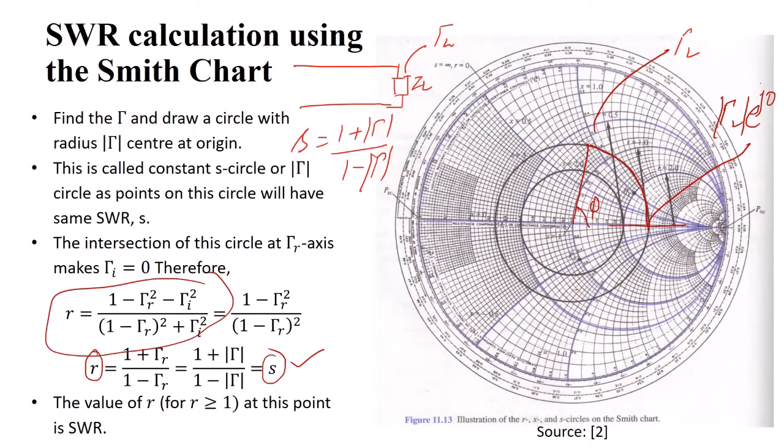So what is the procedure now? You find the gamma L and you move on the constant magnitude circle. And when it intersects this line, you just read the value of R. How to read the value of R? You see which R circle is crossing at this point, and that value will give you the S. Okay, so that is how you find the SWR.